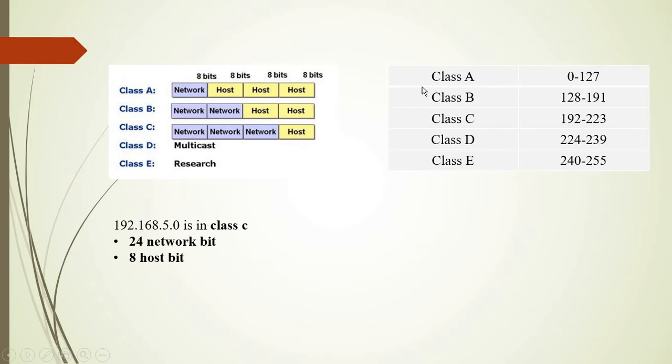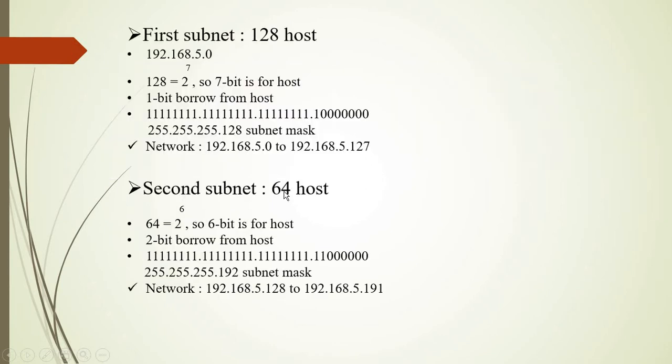Here this is the network range. Class A starts from 0 to 127, class B 128 to 191, class C 192 to 223, class D 224 to 239, and class E 240 to 255. Here our network starts from 192, so it is in class C. So in class C there are 24 bits for network and 8 bits for host.